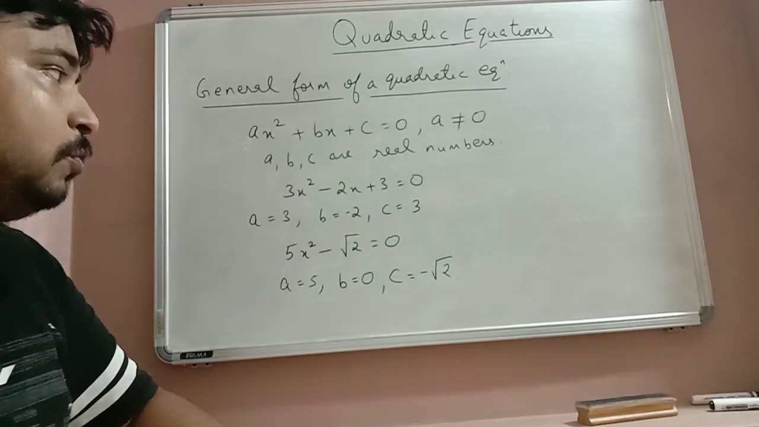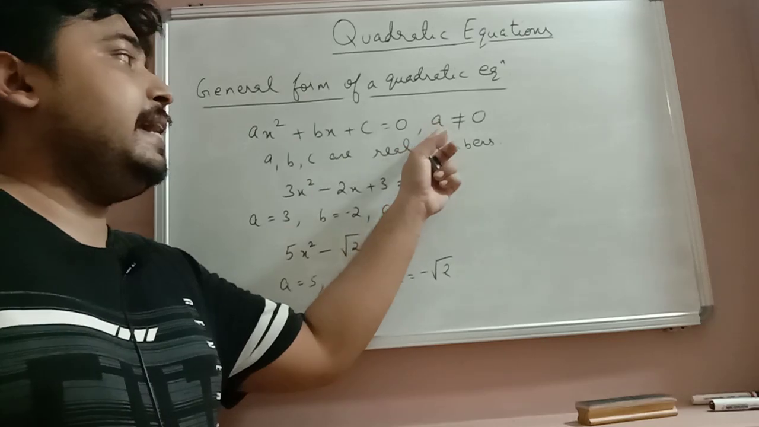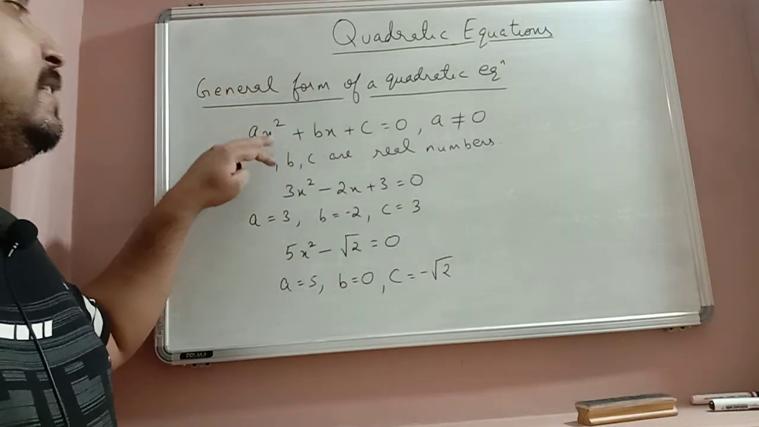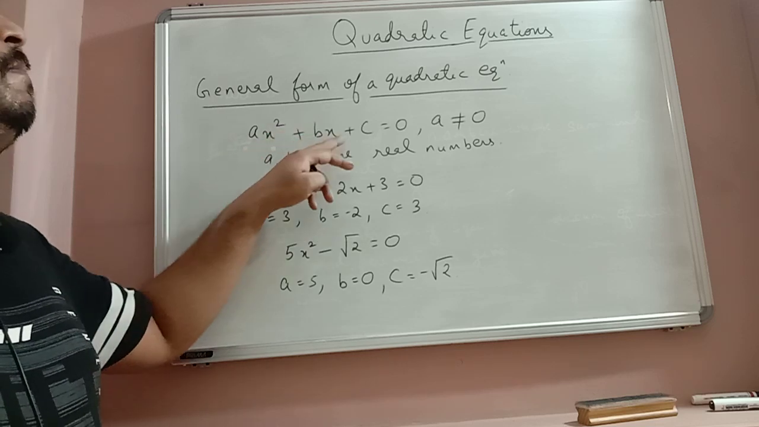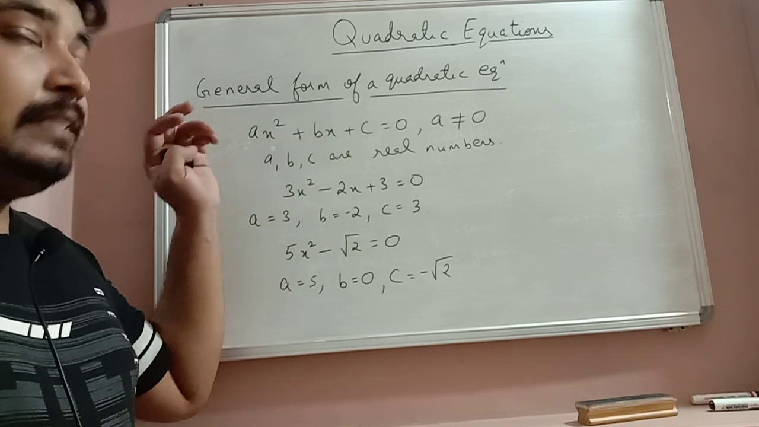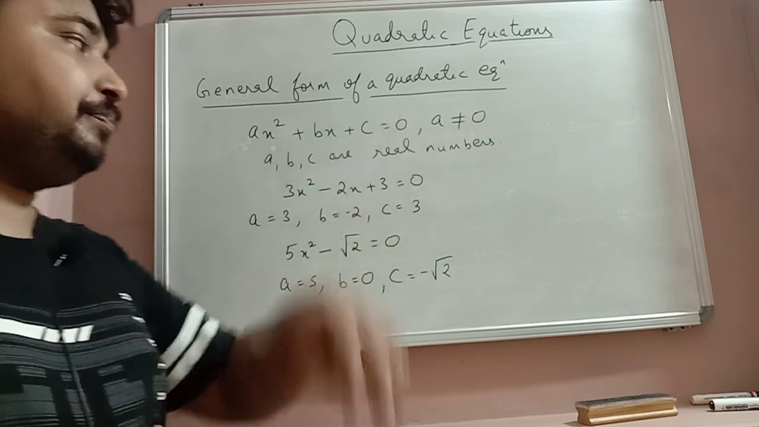Now we need to understand this, that in this type of equation a is not equal to 0, because if a becomes 0 then the x squared term will vanish and this will turn into a linear equation. That is why a should not be equal to 0.